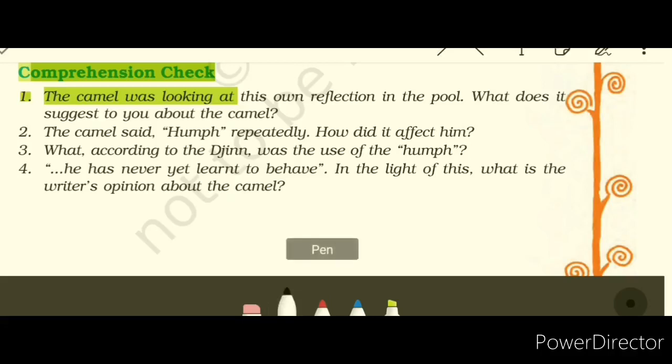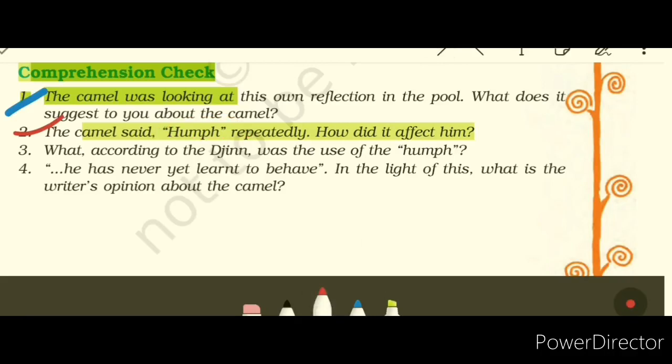Now moving on to the second question. The first one is done. The second one's here. The camel said humph repeatedly. How did it affect him? It affected him a great deal, isn't it? Initially, he thought the word humph is his catchword. He would use it and be set free. He would obey no one, do nothing as he wished.